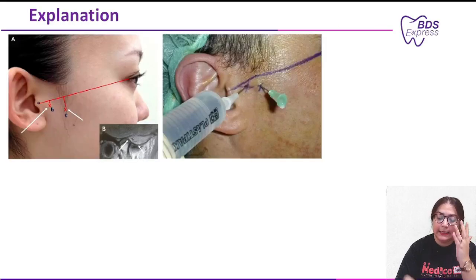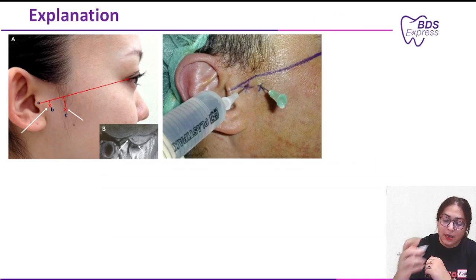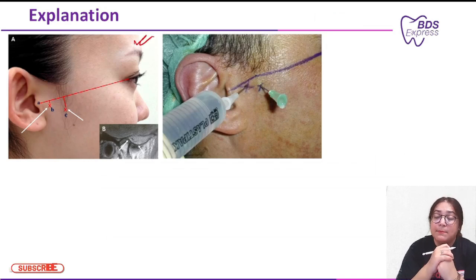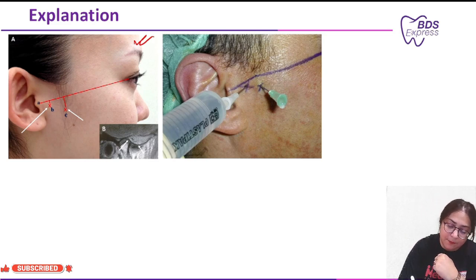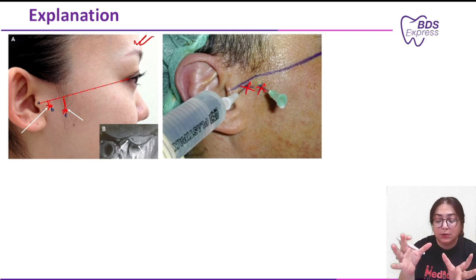Now let's see the TMJ arthrocentesis. So this is the landmark. The landmark is the outer canthus of the eye to the tragus, and from there you just take 2 points. Like here, it is marked in the patient. Also, this is the first step.